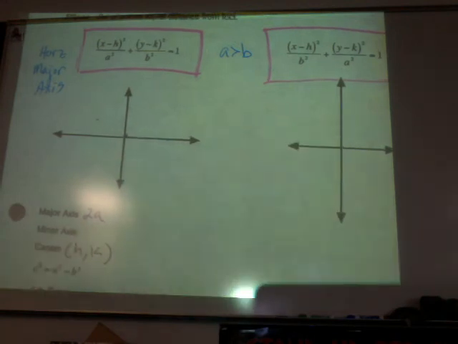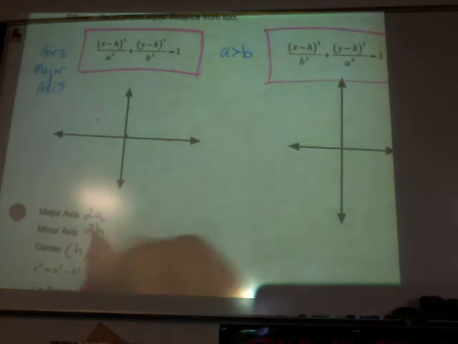What do you think my minor axis is going to be? To be or not to be? That's the question. That's a funny one. You all are not laughing. Come on. It's the last period of the day.